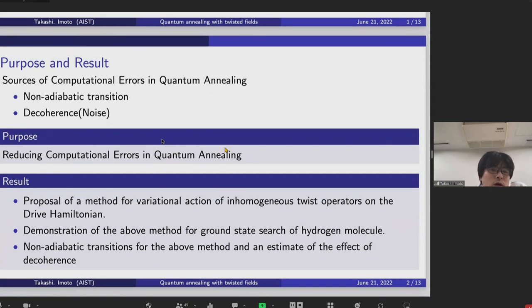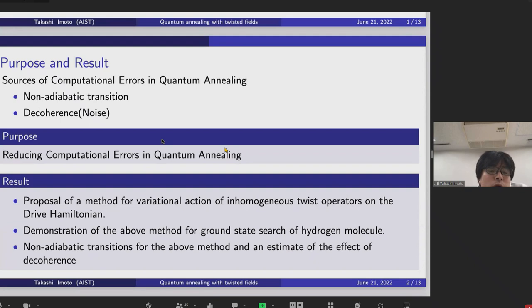So we introduce our purpose and results. When we perform QA, the sources of computational error in QA consist of two components: non-adiabatic transition and the effect of decoherence or environmental noise. So our purpose is to reduce the computational error in QA.